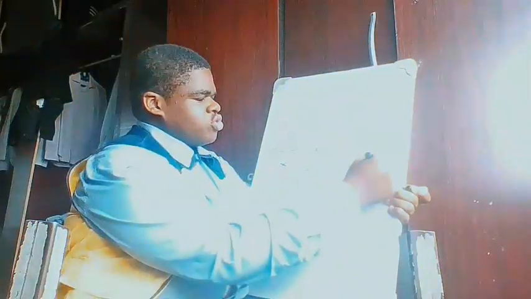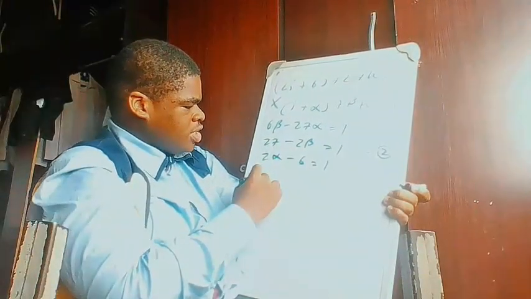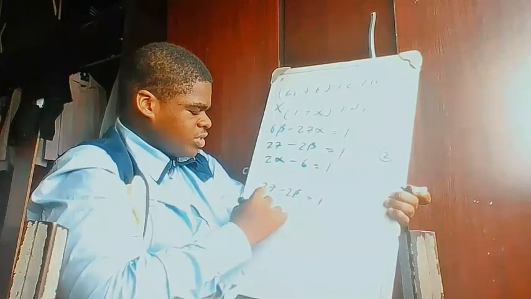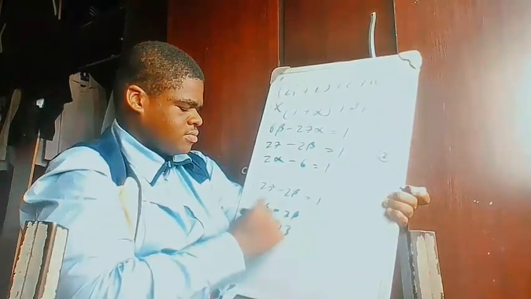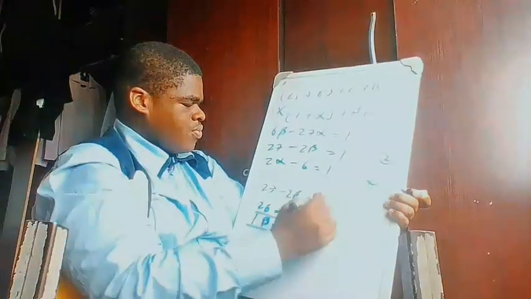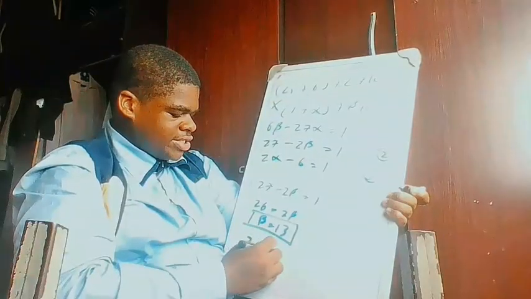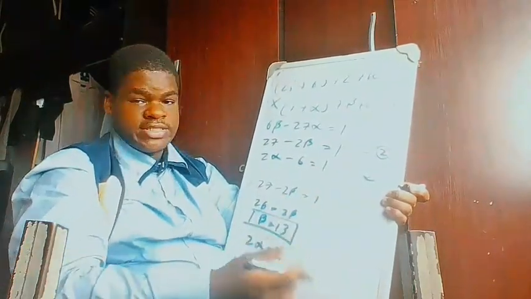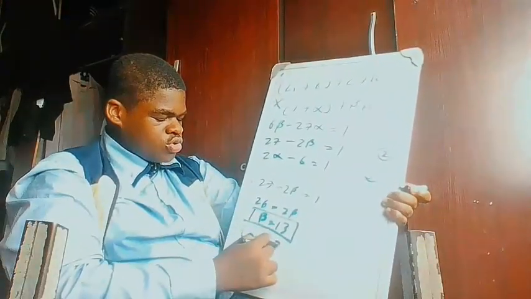So let's pick equation 2 now. We have 27 minus 2 beta is equal to 1. We have 26 is equal to 2 beta, and we have beta is equal to 13. Let's pick equation 3 now. We have 2 alpha minus 6 is equal to 1. So you have 2 alpha is equal to 7, because if we move minus 6 from the left hand side to the right hand side, we're going to have plus 6. So that's 7. That means alpha is going to equal 3.5.